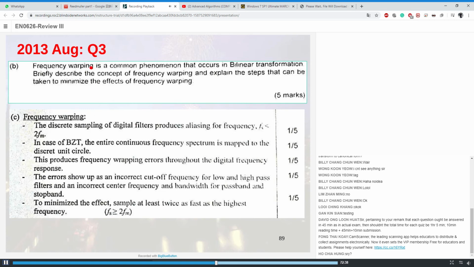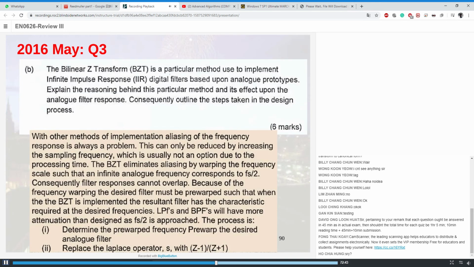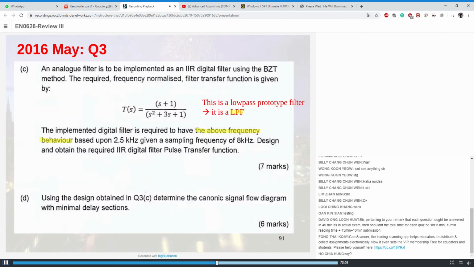So this is another one, frequency warping. So the theory about frequency warping. Okay, then this is also another theory. What are the steps? So these are the steps, three steps. These are a lot of explanation. Because this is 6 marks, you might want to explain the theory in a little more detail.